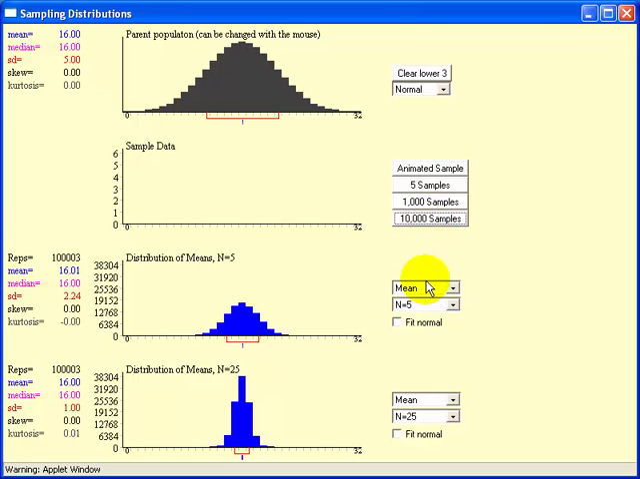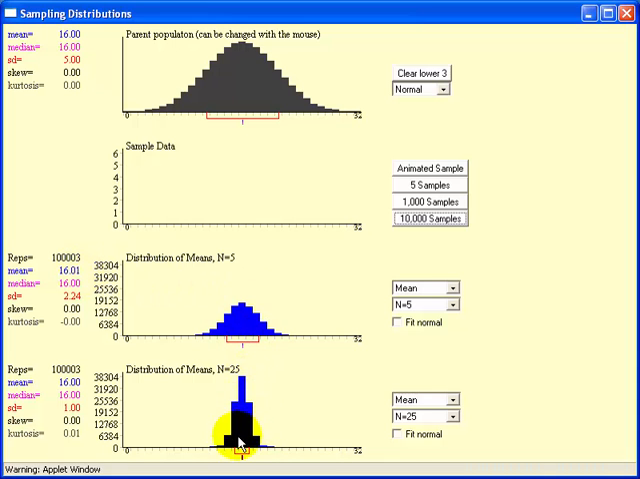Now that's a lot of sample means. So here we've got 100,003 sample means. You can see that they're clustering around the population mean here of 16. The sample mean is an unbiased estimator of the population mean, meaning it doesn't overestimate any more than it underestimates. So if you take the average of all these sample means, it should average out to the population mean of 16. And we can see it's very, very close.